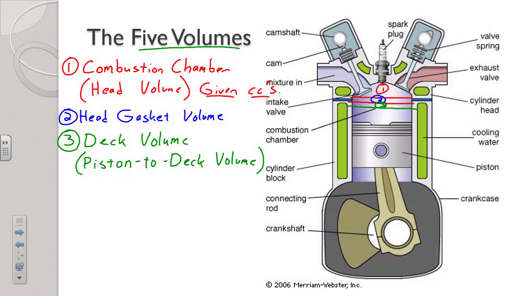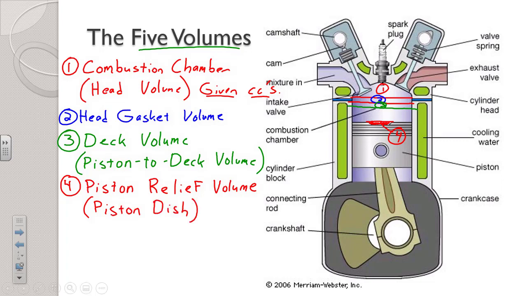Now at the bottom of this picture, we have this volume right here, and it's not very big, but there's some piston relief right there. That is volume number 4, your piston relief volume. You can be writing these down on your gold formula sheet. We don't have too many more formulas in the class. Or you can write these on your temporary sheet. The piston relief volume, by the way, is sometimes called the piston dish.